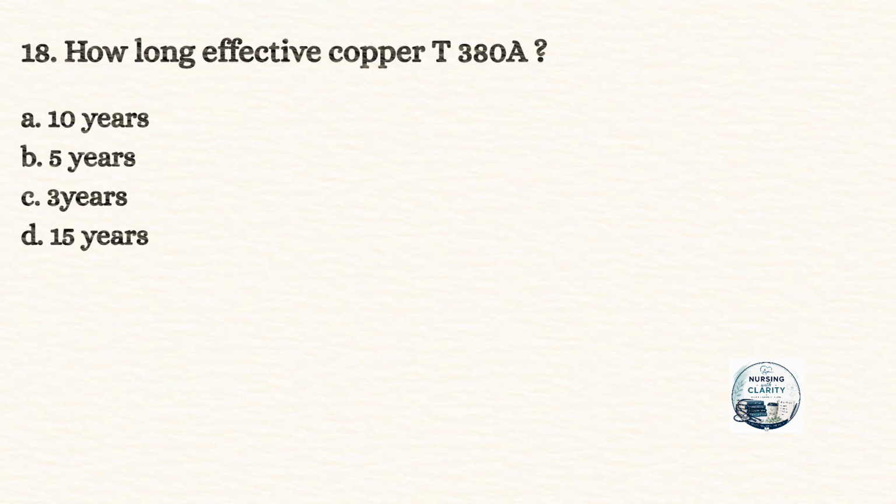18th question. How long is copper T 380A effective? A. 10 years, B. 5 years, C. 3 years, D. 15 years. The correct answer is option A. 10 years. Copper T 380A is a long-acting reversible contraceptive device. It is effective for up to 10 years once inserted. Copper ions released create a toxic environment for sperm, preventing fertilization. It causes changes in the uterine lining to prevent implantation.